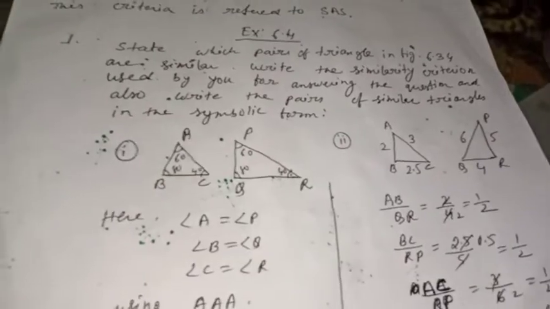Here all the corresponding angles are equal, then what? All the corresponding sides are in the same ratio. No need to write that all the angles are... We understood that if in two triangles all the corresponding angles are equal, then you can say that their corresponding sides are in the same ratio. So the two triangles are similar. So that is why no need to write that.